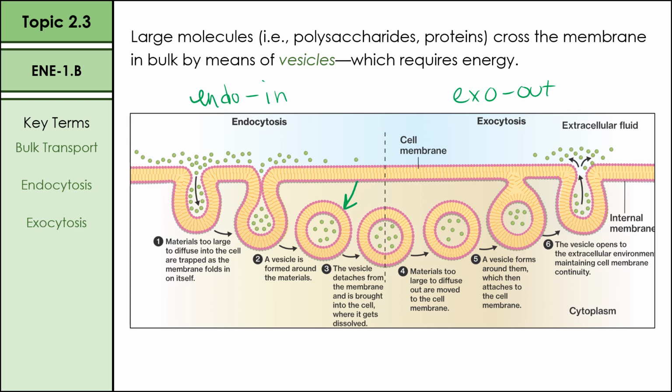So to get materials into the cell, our cell membrane pinches together and forms a bubble vesicle. So that vesicle can then move into our cell. If we wanted to get our material out of the cell, we could take what is a vesicle inside of the cell. It can fuse with the cell membrane and then open and release its contents out of the cell to do all of the good things that it needs to do.